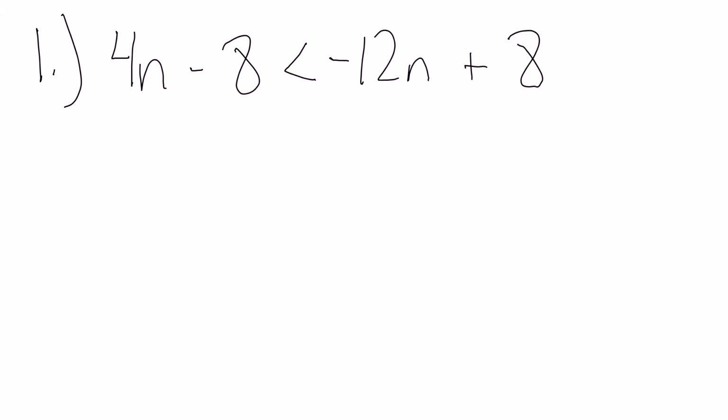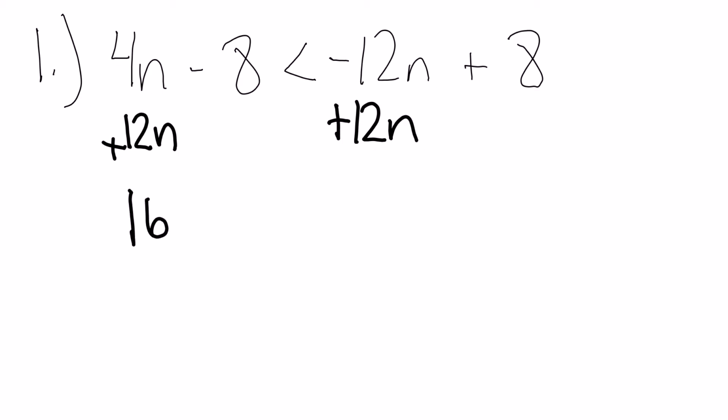So the first thing I have to do is remember that PEMDAS backwards is for one variable. So the first thing I'm going to do is get these n's on the same side. I'm going to add 12n to both sides. I like to keep my n's lined up so I don't end up making mistakes with like terms, because I can only add the n's up with the n's.